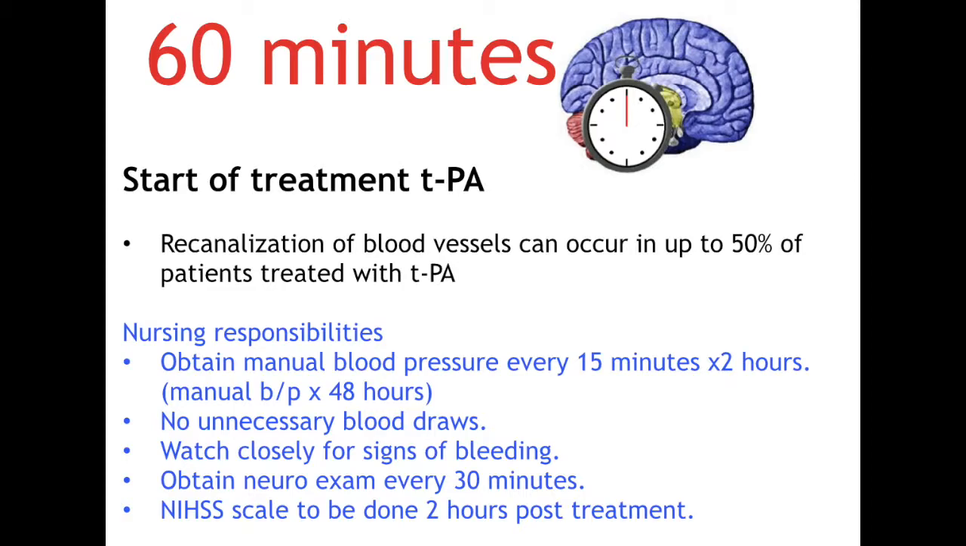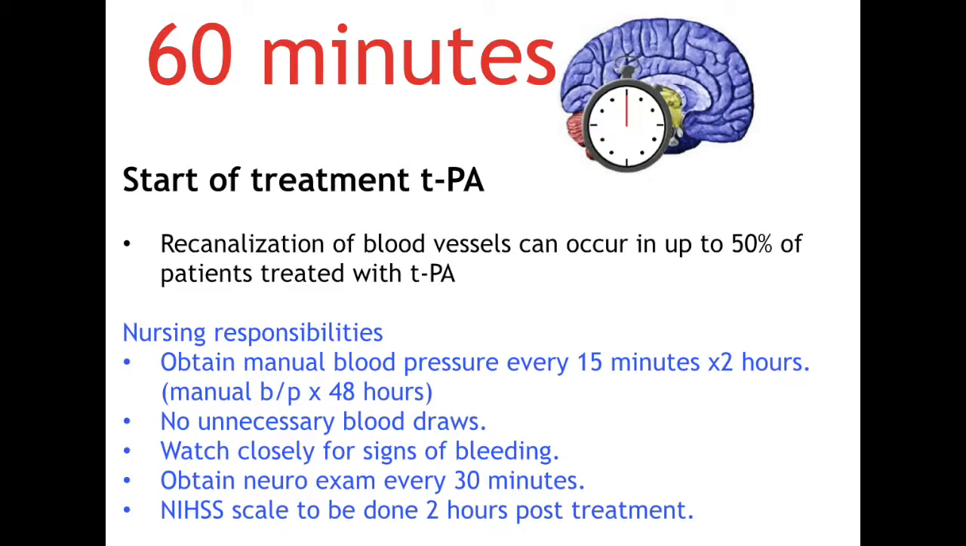The nursing responsibilities once TPA has started are to obtain manual blood pressures every 15 minutes for 2 hours. Be sure to either put a sign above the patient's bed or on the monitor clearly stating no automatic blood pressures for 48 hours from the time that you start TPA. The pressure that the pressure cuff puts on the arm can cause microscopic bleeding, which can cause a lot of bruising and injury to the patient's arm.